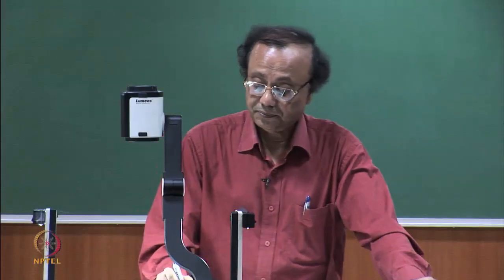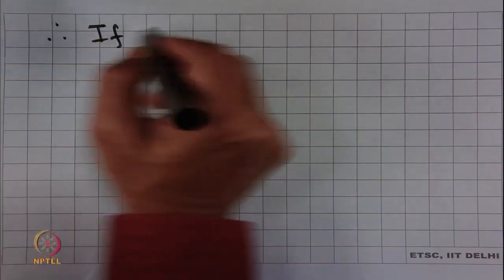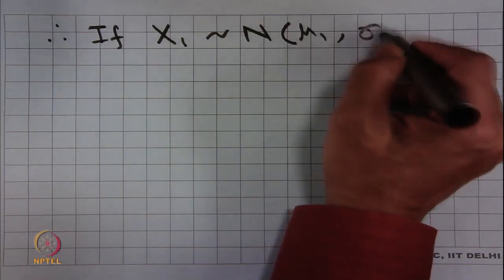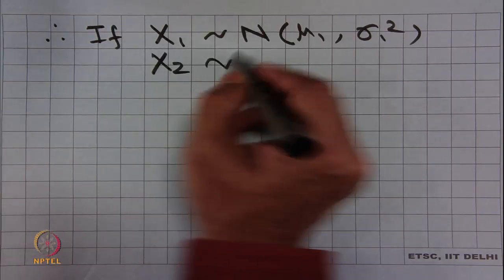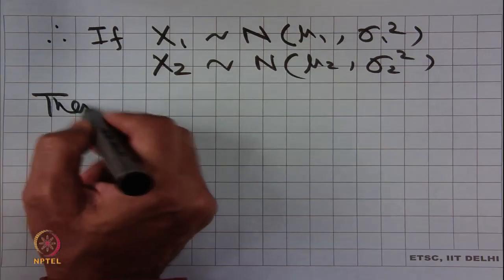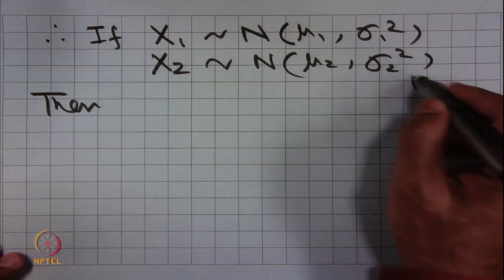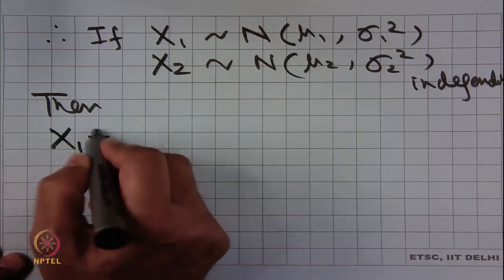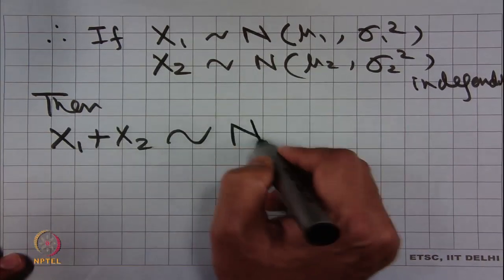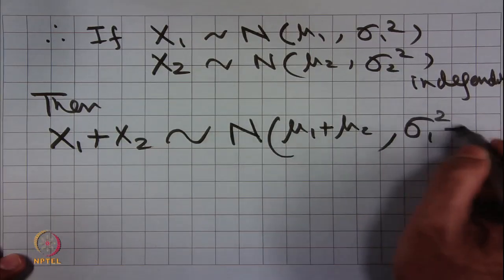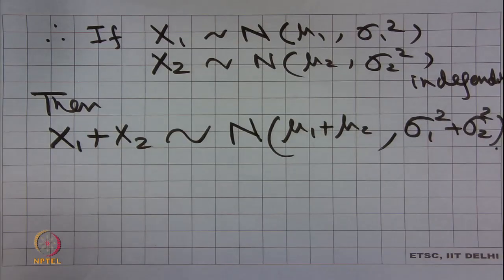Therefore, it says that if x 1 is normal with some arbitrary mean and arbitrary variance, and x 2 is normal with some other arbitrary mean and arbitrary variance, then if x 1 and x 2 are independent, then x 1 plus x 2 is distributed as normal with mu 1 plus mu 2 and variance sigma 1 square plus sigma 2 square. I have proved it for 2. We can use induction.